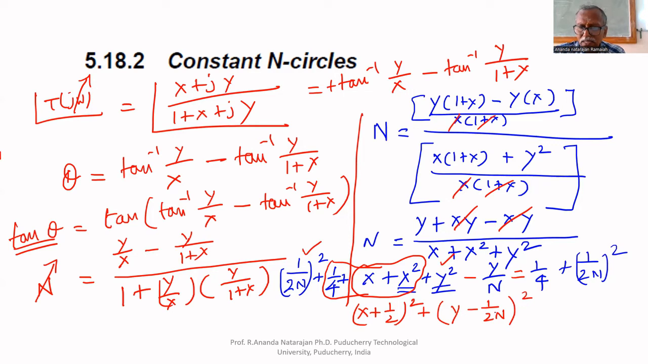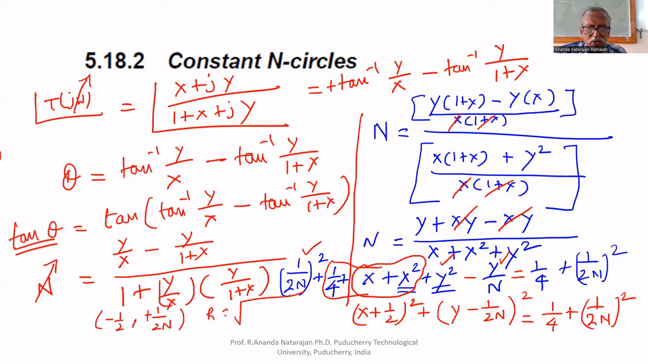If you multiply these two with 2, you will get y by minus y by n also. So left hand side equals right hand side, which is (1/4 + 1/2n) whole square. So it is the equation of a circle. Its center is (-1/2, -1/2n), and its radius is equal to square root of (1/4 + 1/2n) whole square. That is the radius.